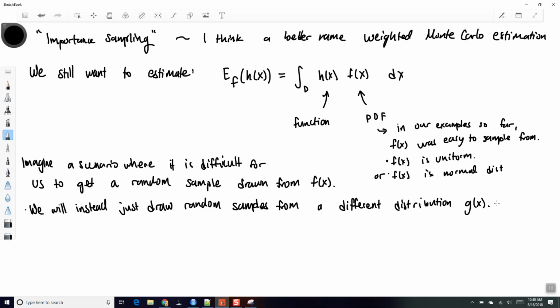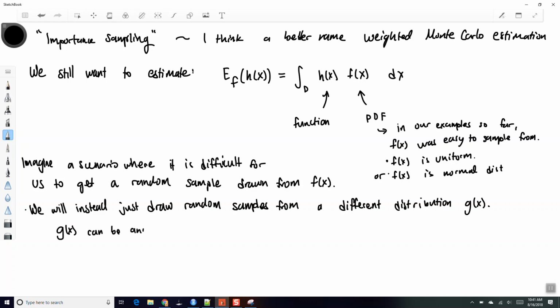Okay, and so now we're in a situation where we still want the estimate, the expected value of h of x if x is drawn from f. But now we're getting values drawn from g, and we don't want the expected value when values are drawn from g. We're just going to do this. We will instead just draw samples from a different distribution g of x.